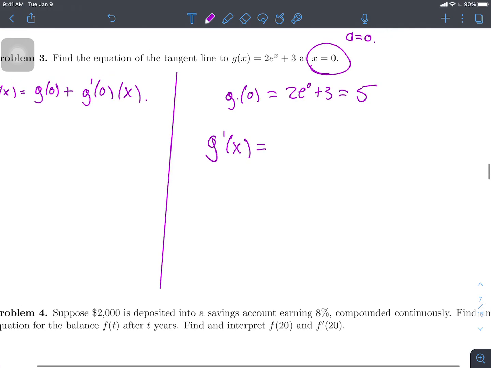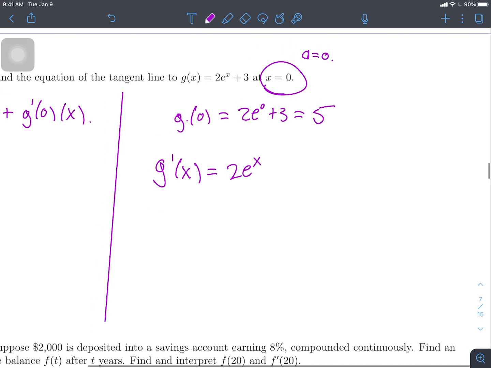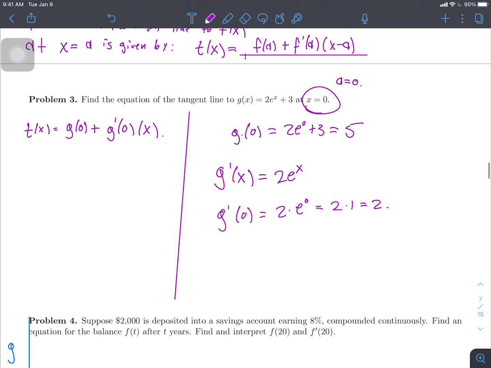What's g prime of x going to be in this case? Well, we do the derivative of each piece individually. So for 2e to the x, what do I get? Easiest one ever. 2e to the x plus 0. Okay, so I'm not even going to write that. So now, what do I get when I do g prime of 0? Well, I just get 2 times e to the 0, which is just 2 times 1, which is just 2. Okay, and now I can fill in my function. T of x is equal to 5 plus 2x. Bam.